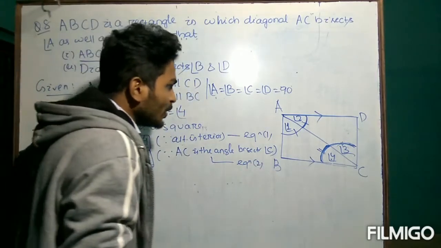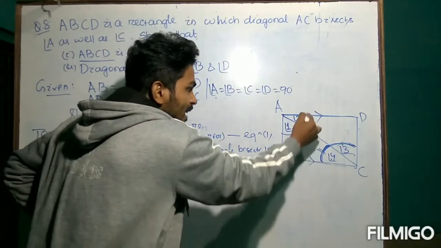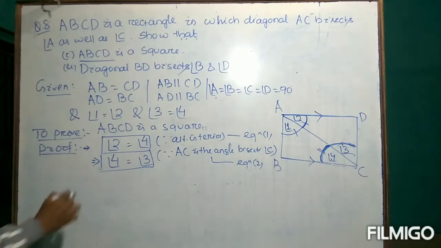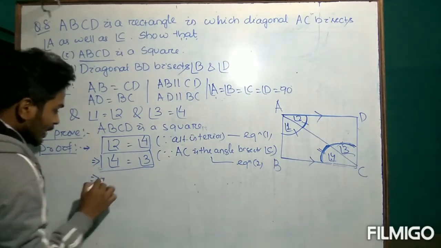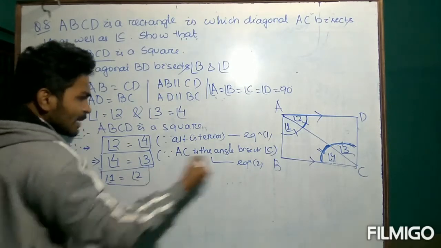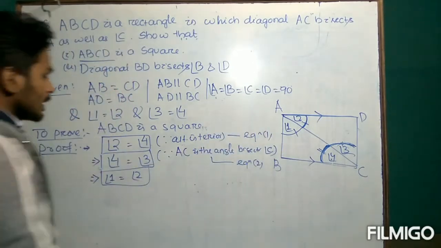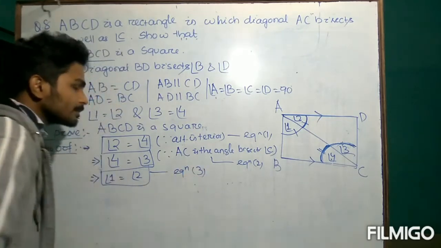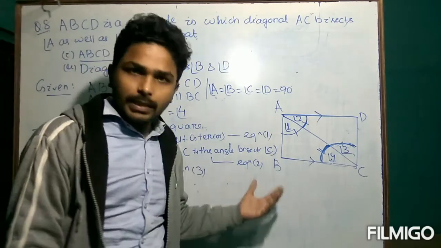So already we know that AC is the angle bisector of this angle A. So angle 1 is equal to angle 2. We can write that angle 1 is equal to angle 2, for the same reason: AC is the angle bisector of angle A. Let's say this is our equation number 3. Clear?